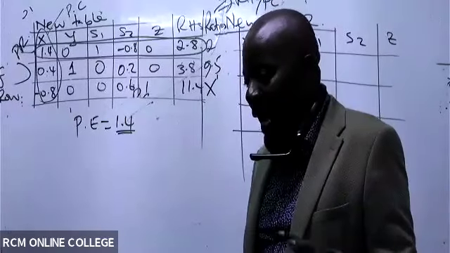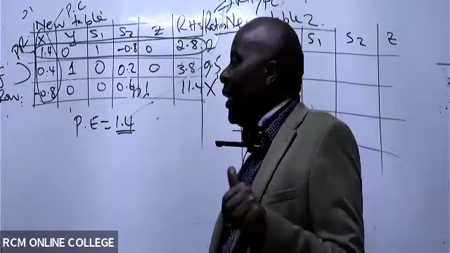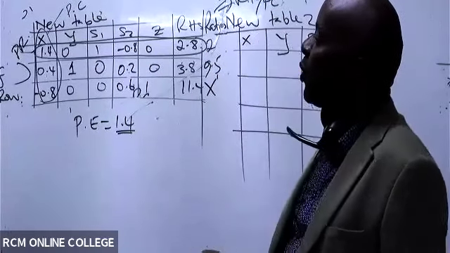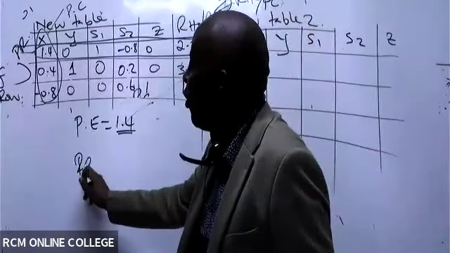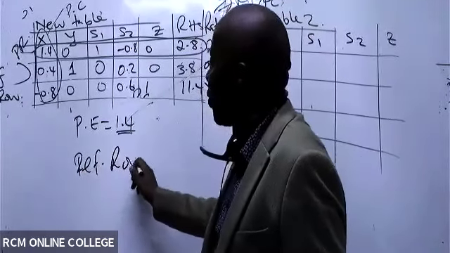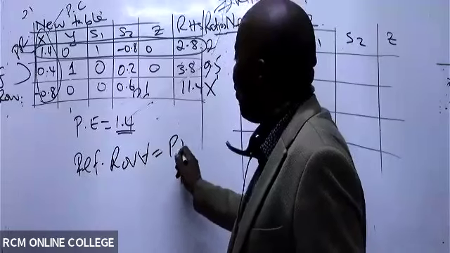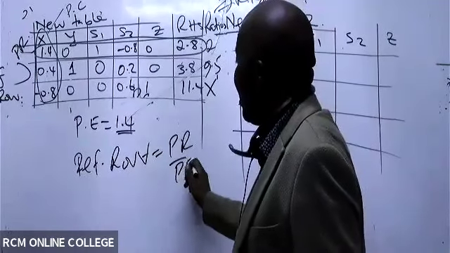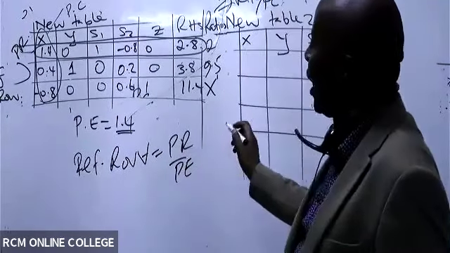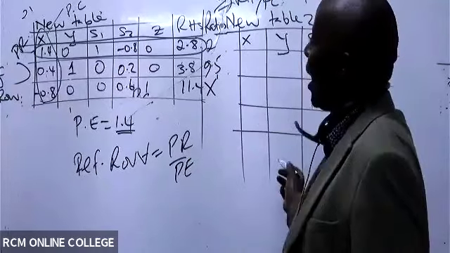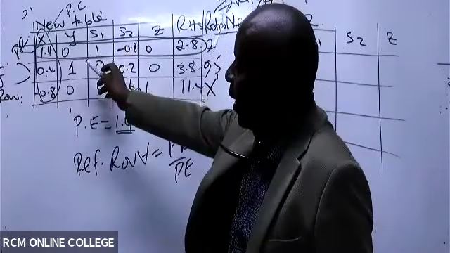Ladies and gentlemen, having gotten the pivot element, the next step will be to give what we call the reference row of the new table. The reference row will be the pivot row. You divide the pivot row elements by the pivot element throughout. And remember now, the pivot row is row number 1.